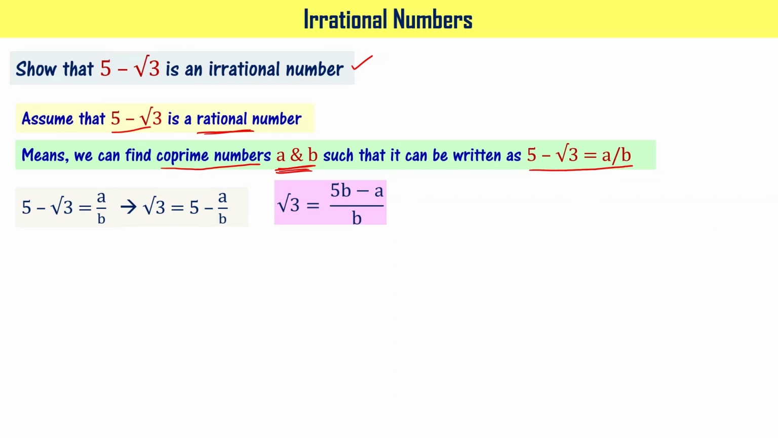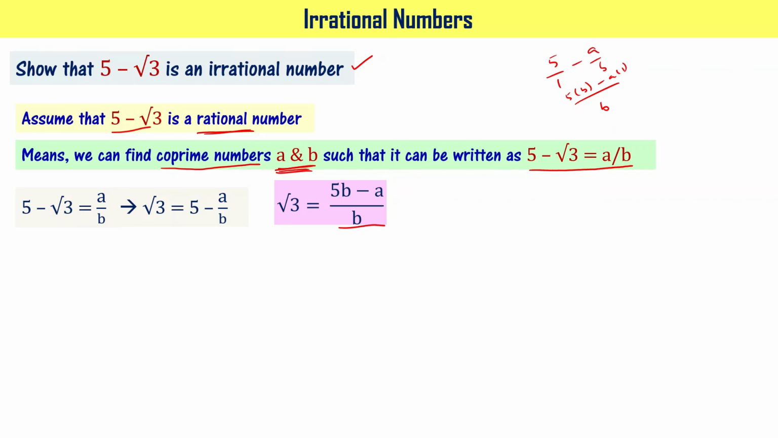For example, this is 5 by 1 minus a by b. The LCM is b, that's why I'm writing here. So this is 5 times b minus a times 1. That's why I could write it as 5b minus a divided by b, that is equal to root 3 here.